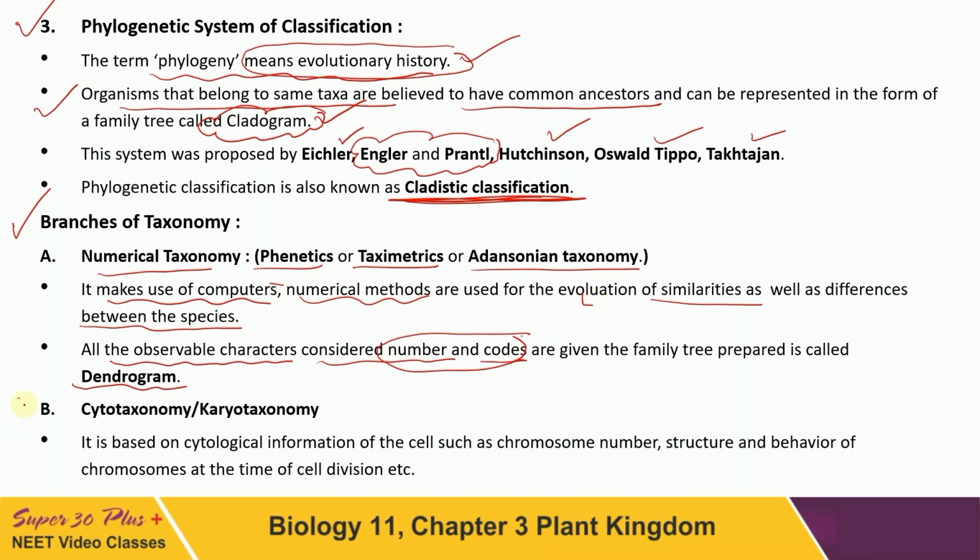The other one is cytotaxonomy. Hardly a few sentences are given in NCERT, but important questions have appeared in examination. Cytotaxonomy, karyotaxonomy, is related to the nucleus. It is based on cytological information of the cell: structure of the chromosome, number of the chromosome, and behavior of the chromosome at the time of cell division make important basis of cytotaxonomic classification.